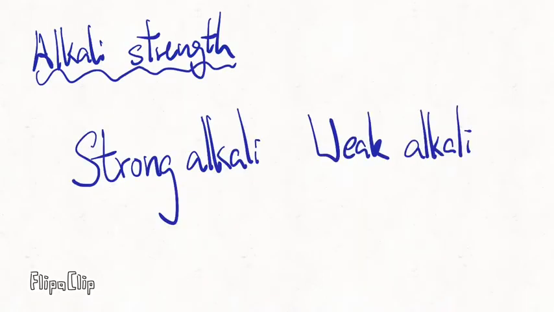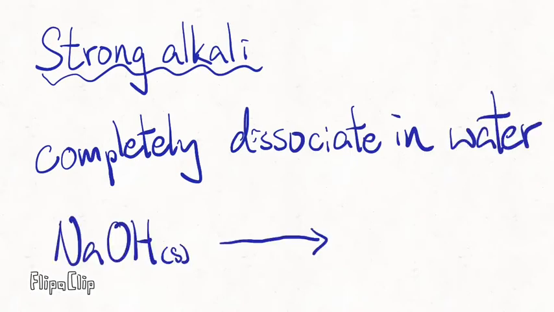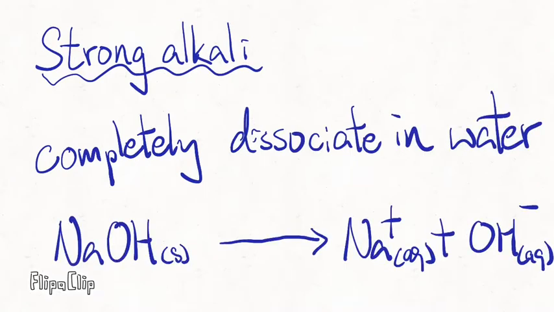Apart from acid strength, there are also strong and weak alkaline. Strong alkaline is similar to strong acid: strong alkaline, like sodium hydroxide, can dissociate in water completely to form hydroxide ion. I use the word dissociate because sodium hydroxide is already an ionic compound. It does not need to ionize to form ions, but it has already contained ions in the compound.